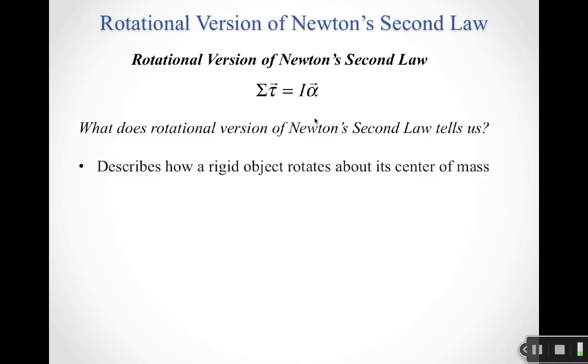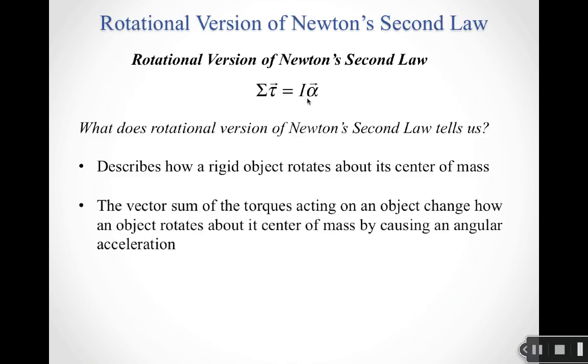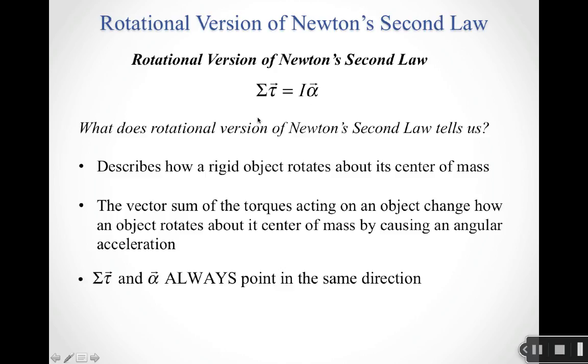So what does this tell us? Well, again, what this tells us is it describes how a rigid object rotates about its center of mass. So our translational version tells us how the center of mass moves. This equation tells us how an object rotates about its center of mass. It tells us that the vector sum of the torques acting on an object change how an object rotates about its center of mass by causing an angular acceleration. It tells us that that net torque always points in the same direction as the angular acceleration.